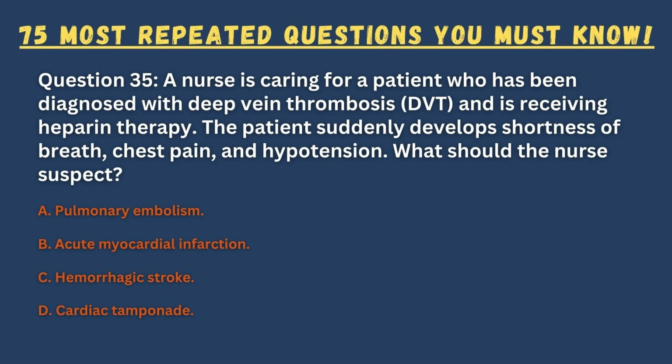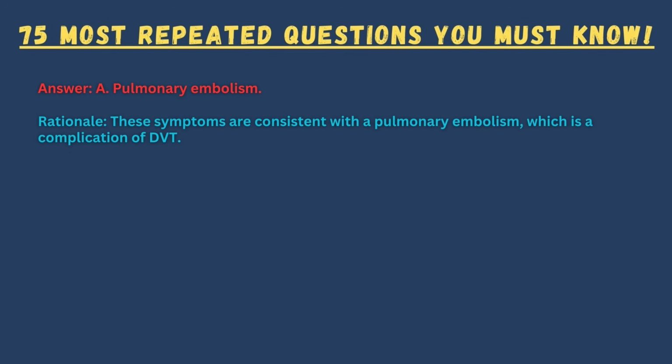Question 35. A nurse is caring for a patient who has been diagnosed with deep vein thrombosis, DVT, and is receiving heparin therapy. The patient suddenly develops shortness of breath, chest pain, and hypotension. What should the nurse suspect? A. Pulmonary embolism. B. Acute myocardial infarction. C. Hemorrhagic stroke. D. Cardiac tamponade. Answer: A. Pulmonary embolism. Rationale: these symptoms are consistent with a pulmonary embolism, which is a complication of DVT.